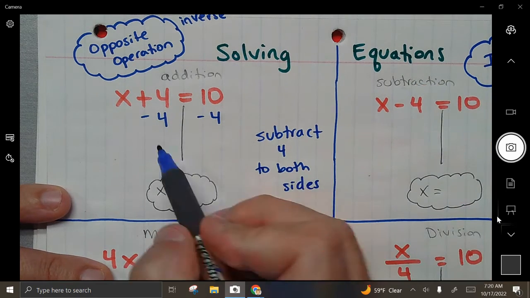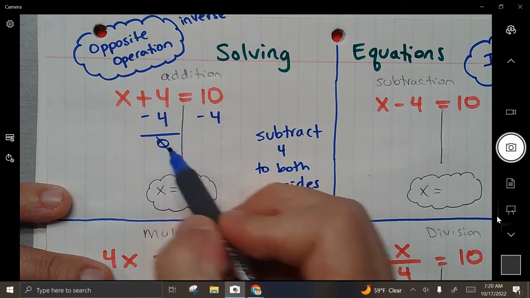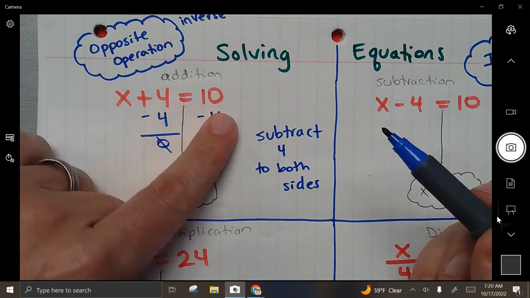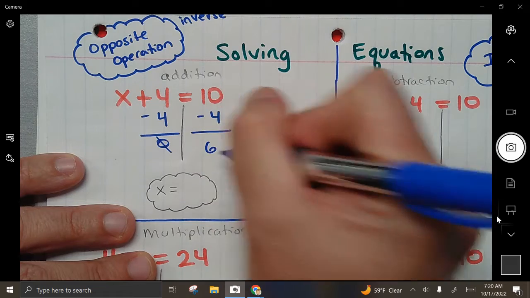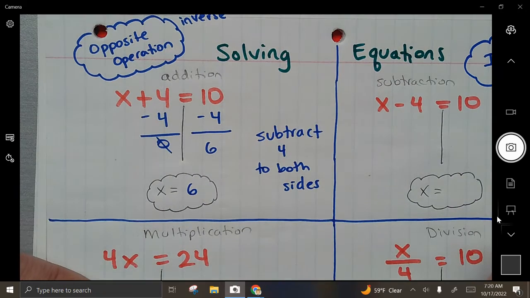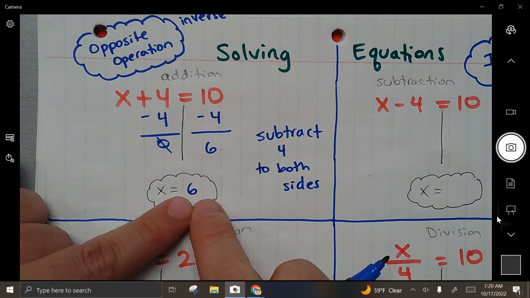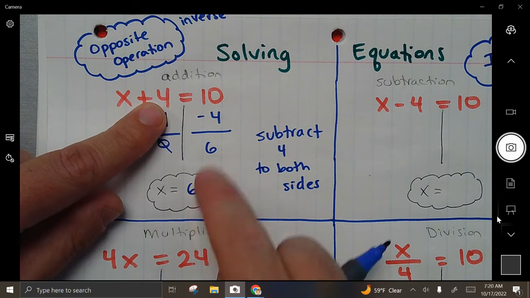When you do that, you get 0 here. That cancels out. The way you're able to move this over is by doing the opposite. So this gets to move over, and 10 minus 4 is 6. X equals 6. And let's see, does it actually work? Does it make sense? If I plug in 6 here, 6 plus 4 does equal 10.